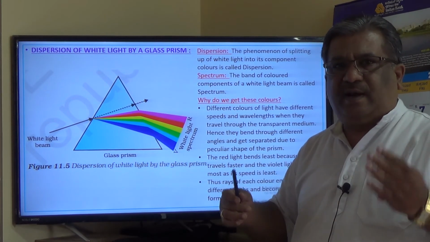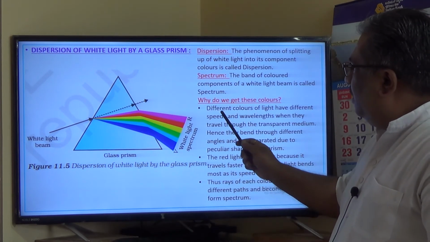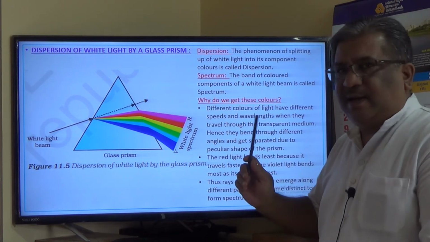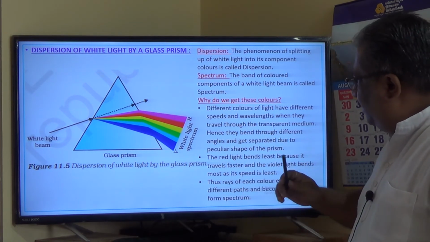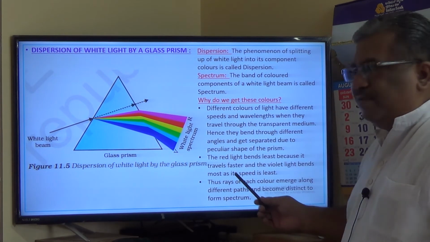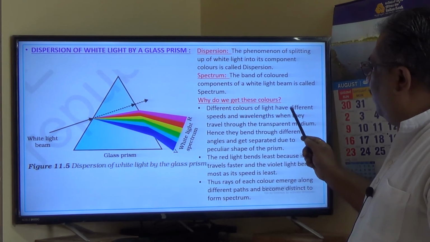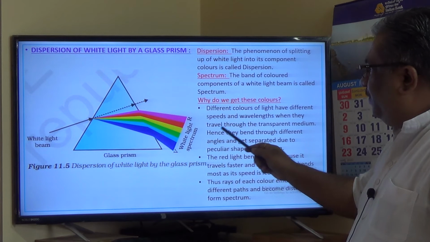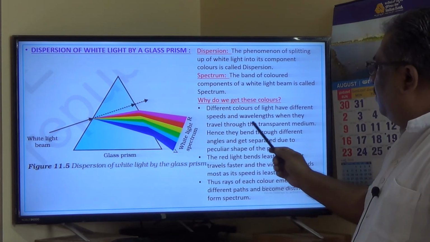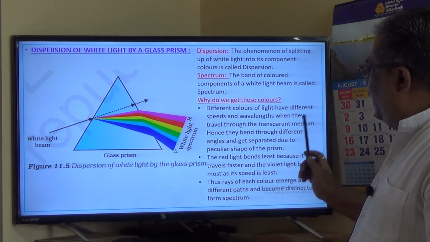So can we read this paragraph here? Important. Let's see. Why do we get these colors? I hope you are able to see very clearly. This paragraph is very clearly visible for all of you. Different colors of light have different speeds. These different colored lights have different speeds and wavelengths when they travel through a transparent medium.